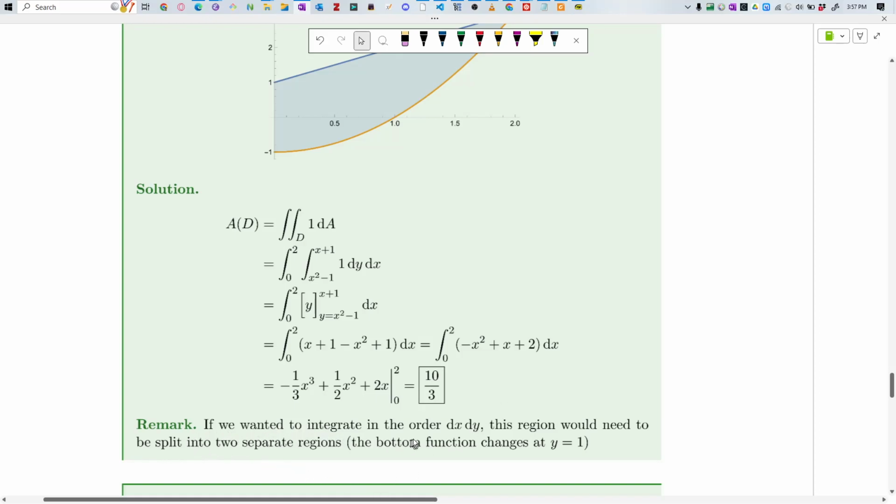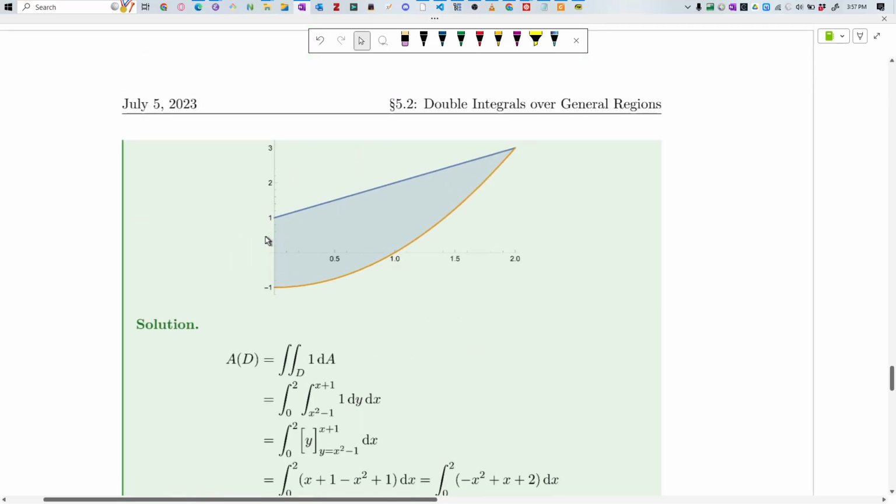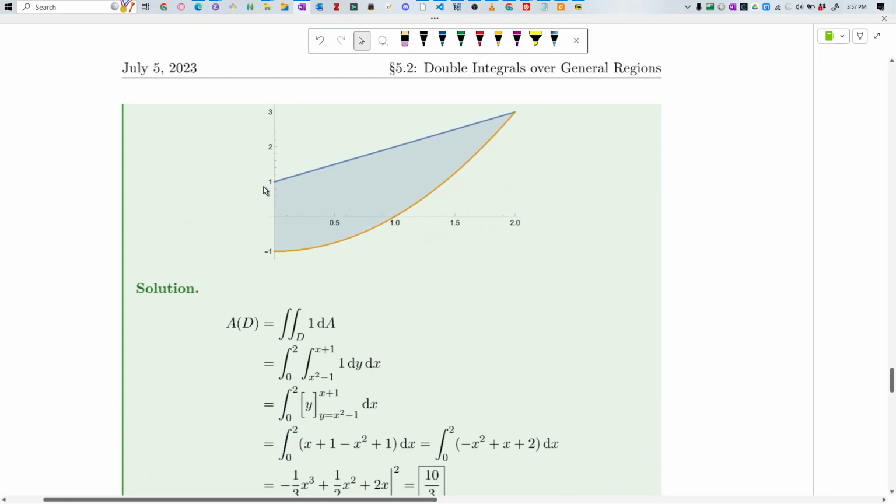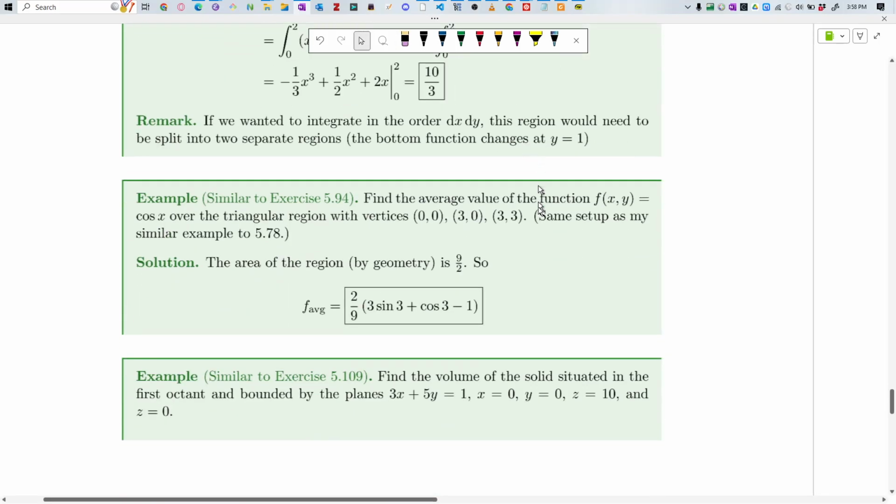And yes, as I'm saying here, if you wanted to use the other order, if instead of dy dx you did dx dy, if your outer integral was with respect to y, then the region would have to be split into two separate regions. You'd have to split it like so. One region with lower function here and upper function there, and then the other region has the same upper function, but the lower function is that line. So it's easier to not do it that way.